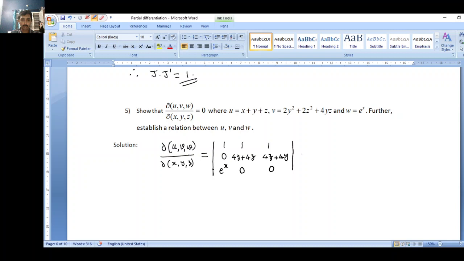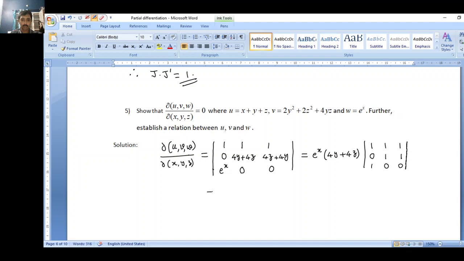Now, before expanding, probably it is better for me to take out e^x common. e^x is common here, correct? And then 4y plus 4z is common from the second row. I'll take that common. Okay. And what am I left with? I have a 1, 1 and a 1 in the first row. And now I have a 1, 1 as the second and third column elements of the second row, and I have a 1 in the third row first column of this determinant as such.